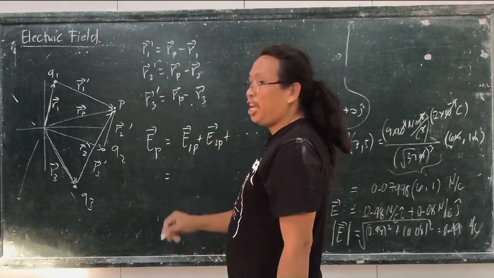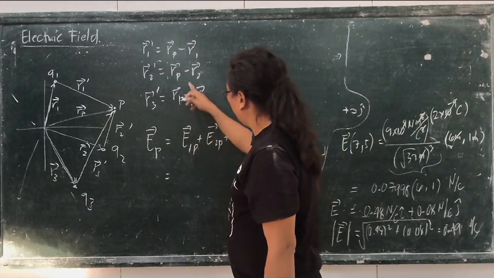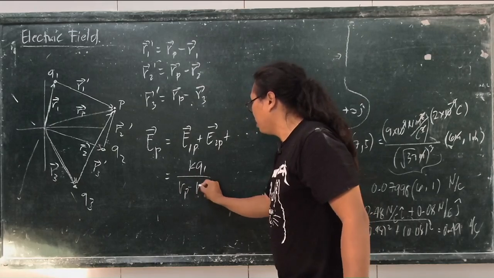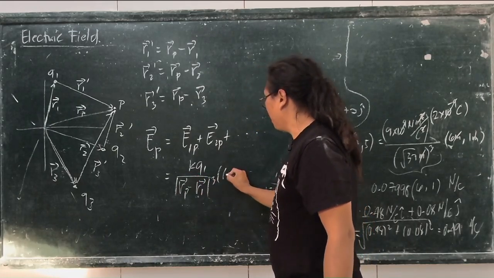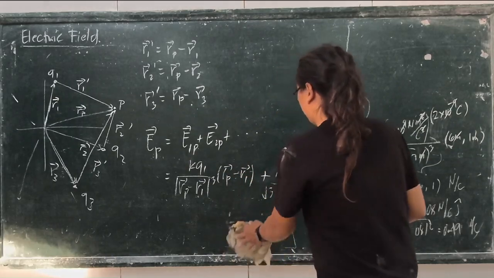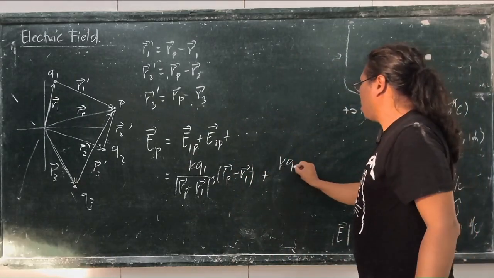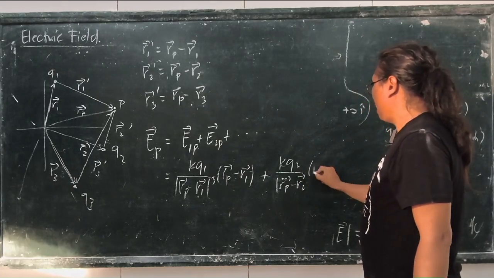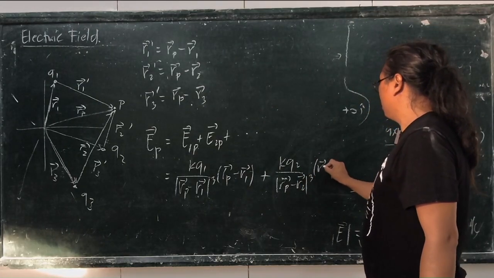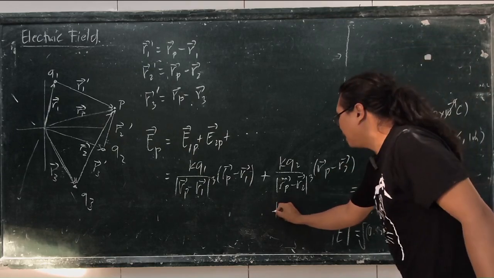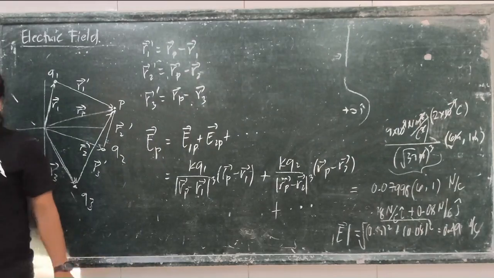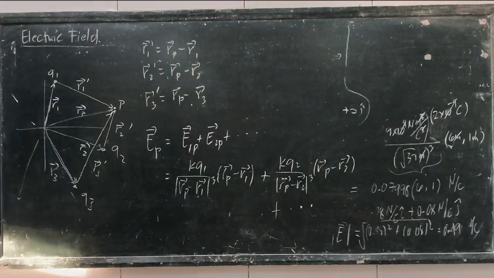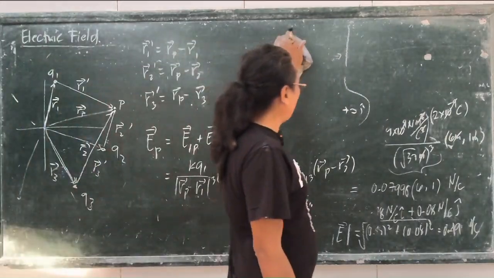Let's call this 1P, 2P, and so on. We can plug in the formula directly. This one is k Q1 over the magnitude of rP minus r1 cubed, times rP minus r1, plus kQ2 over the magnitude of rP minus r2 cubed, times rP minus r2, plus and so on. So all you have to do is add. If you know how to calculate one, you can now calculate all. All you have to do at the end is add all those vectors by vector addition.